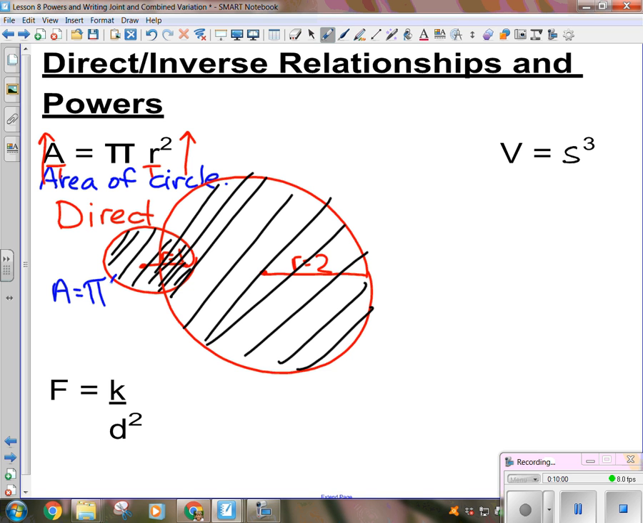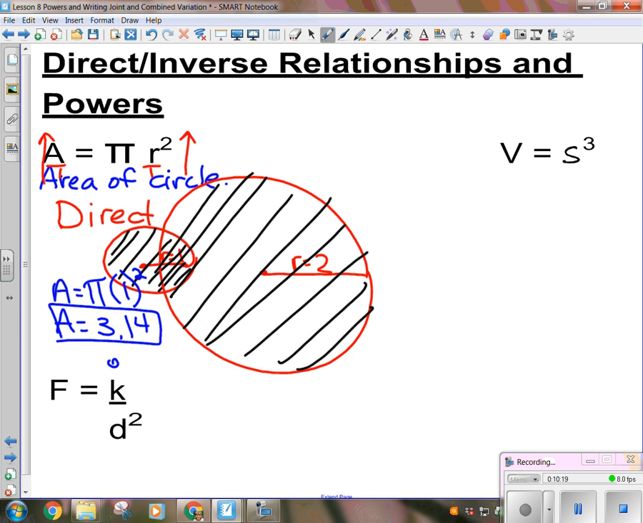Area is pi times the radius of 1 squared. What's 1 times 1? Okay, what's 1 times about 3.14? So that has an area of about 3.14, right?